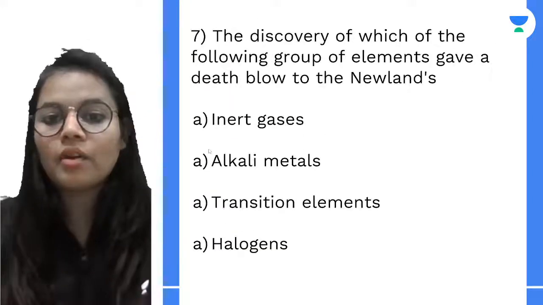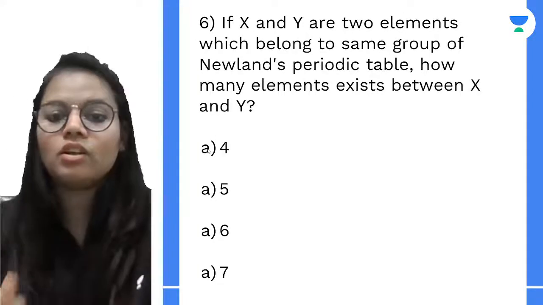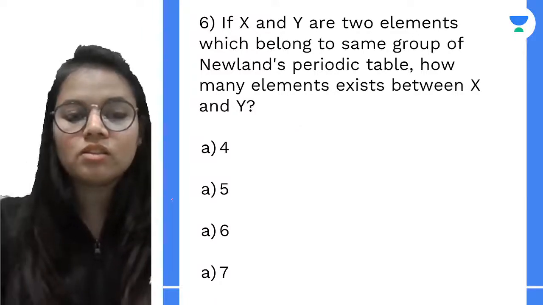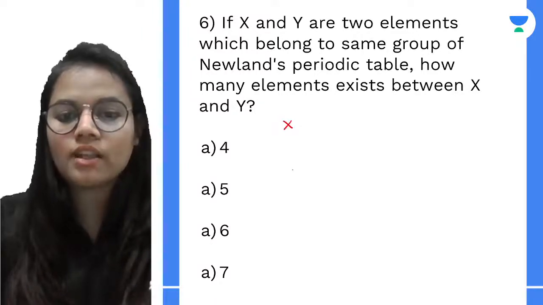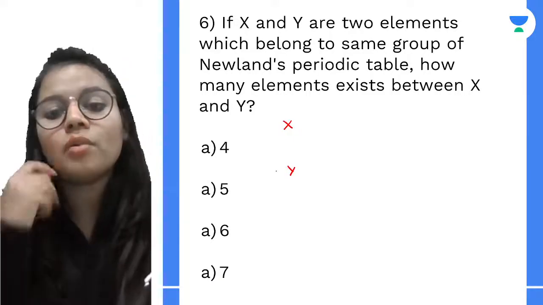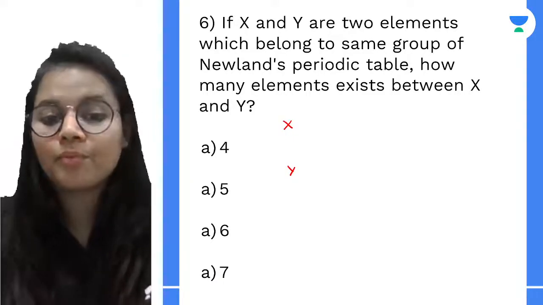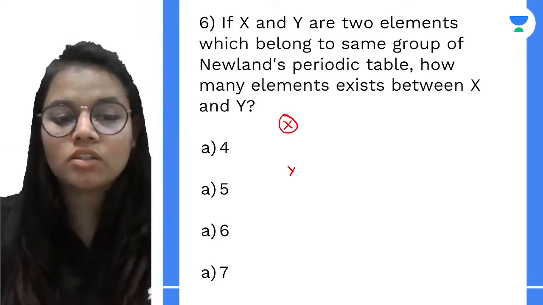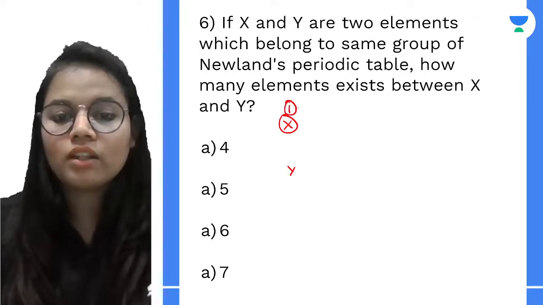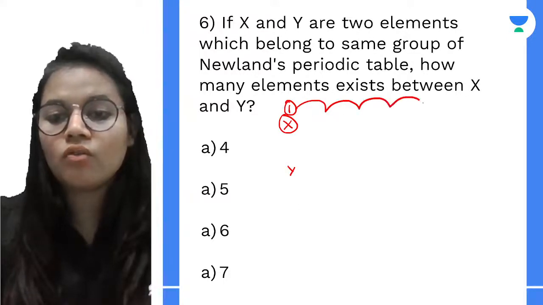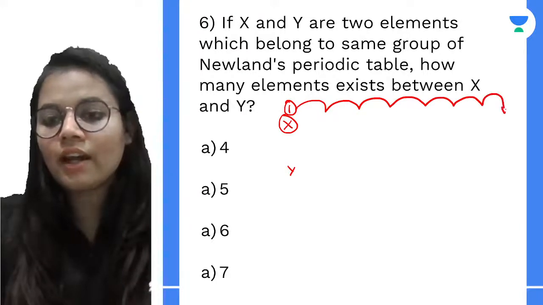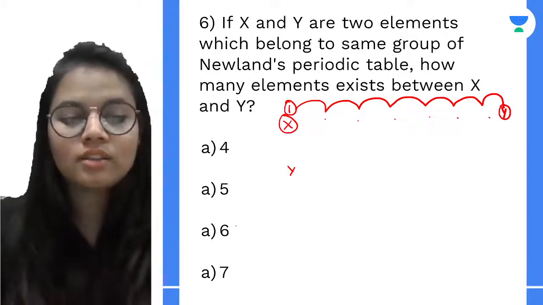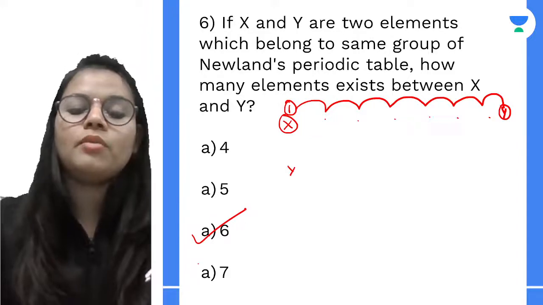Now, if X and Y belong to the same group of Newland's periodic table, how many elements exist between X and Y? So that's a bit of a confusing question. See, X and Y are belonging to the same group. So how many elements will we have? Starting from this, 1. This is 1, then 2, 3, 4, 5, 6, 7, and 8. That is Y. So how many elements are we having between? 1, 2, 3, 4, 5, and 6. So we have 6 elements between X and Y.